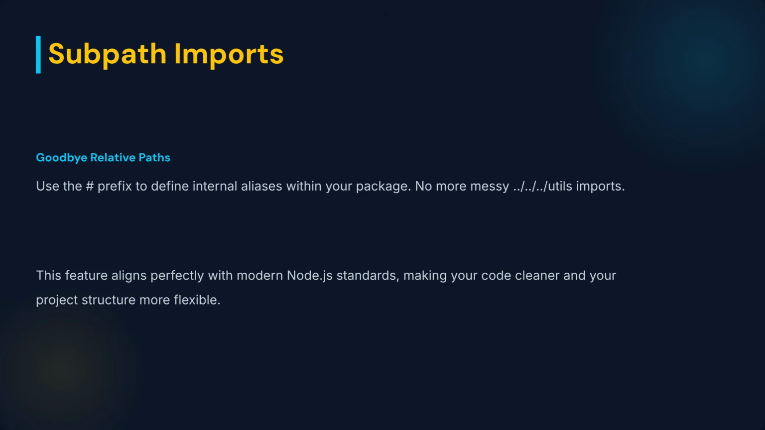TypeScript 6.0 solves this by fully integrating with modern Node.js standards using subpath imports. By using the standard hash prefix, you can declare clean internal alias paths directly in your package configuration. This completely eliminates path hell, making your codebase modular, easy to read, and fully aligned with modern Node standards.